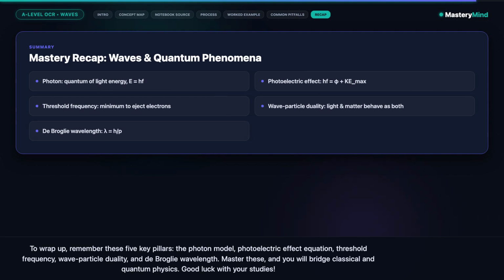To wrap up, remember these 5 key pillars: the photon model, photoelectric effect equation, threshold frequency, wave-particle duality, and de Broglie wavelength. Master these, and you will bridge classical and quantum physics.